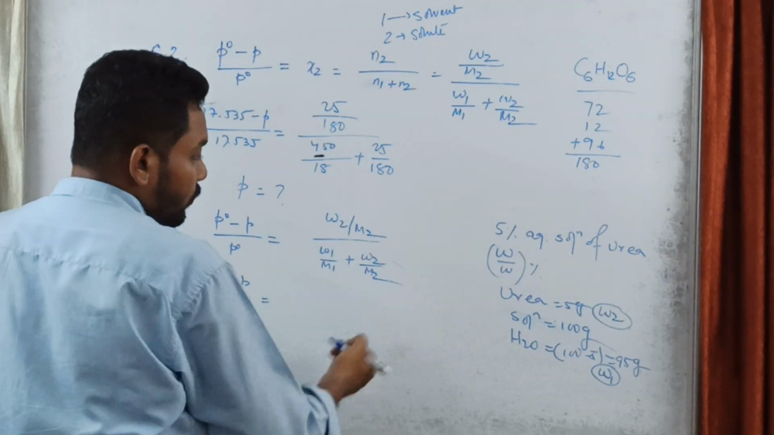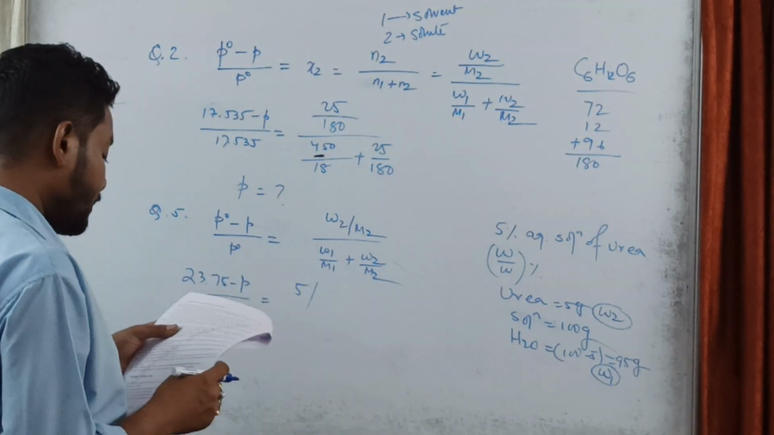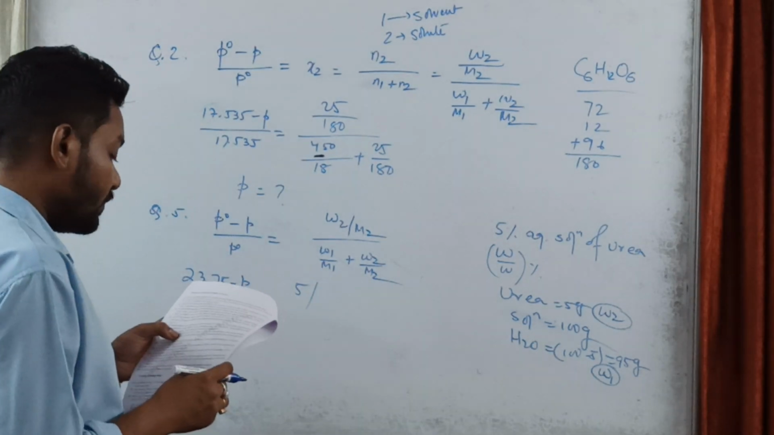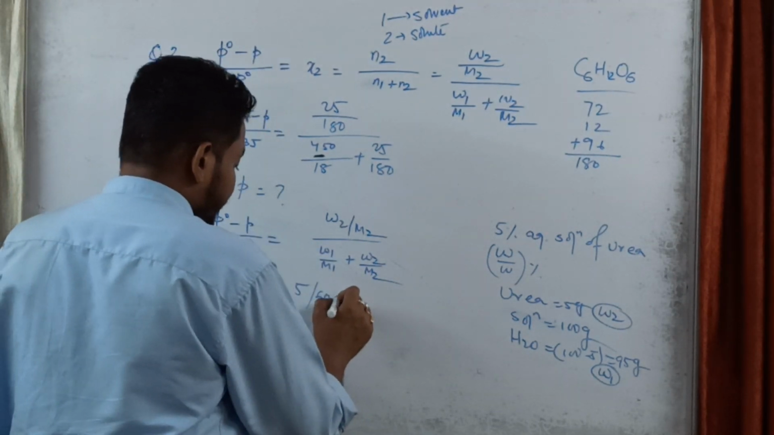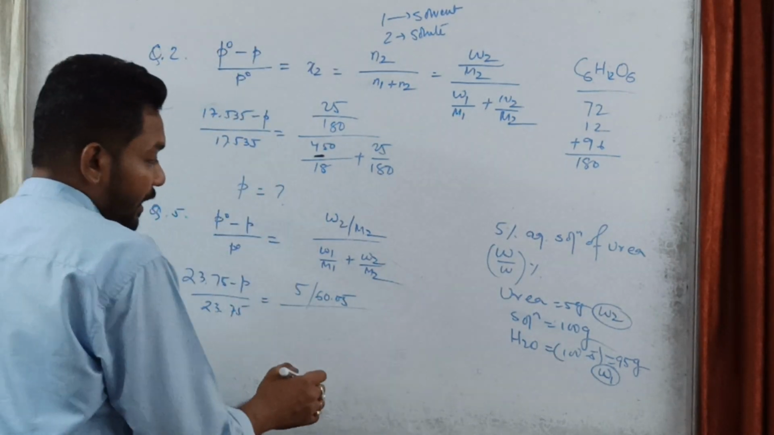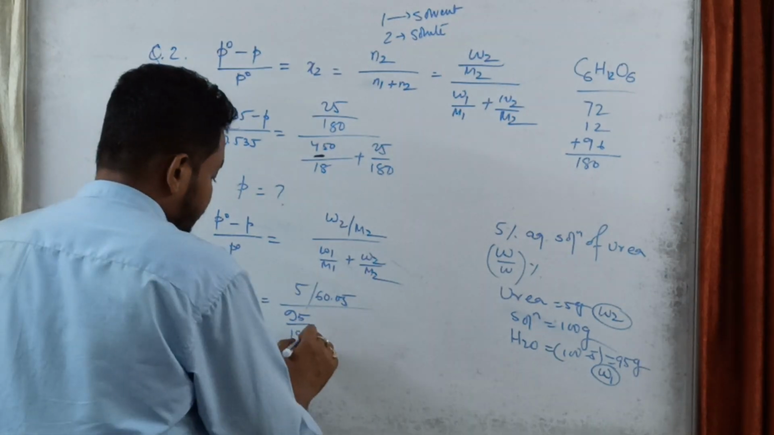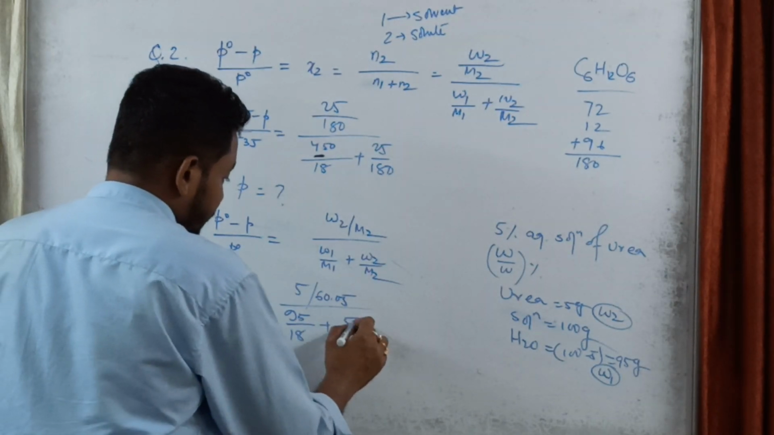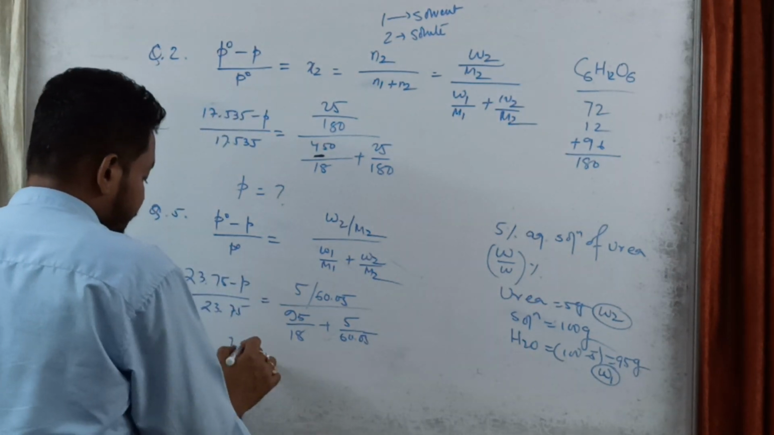Now put the value. W2 is 5 and the urea molar mass is already given in your question, you can see it is given 60.05. So put 60.05, you can also take 60. W1 is 95 divided by the water molar mass 18, plus 5 by 60.05. So in that way you can easily get the P.